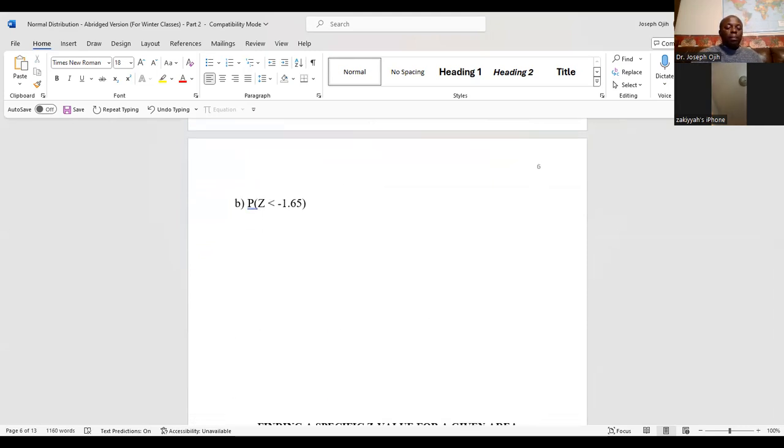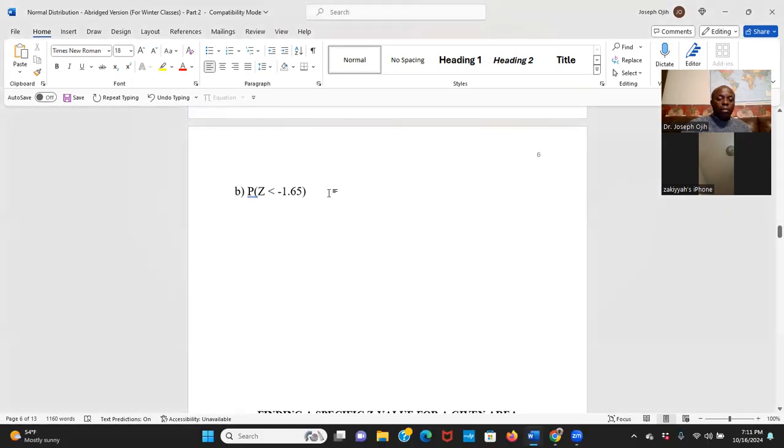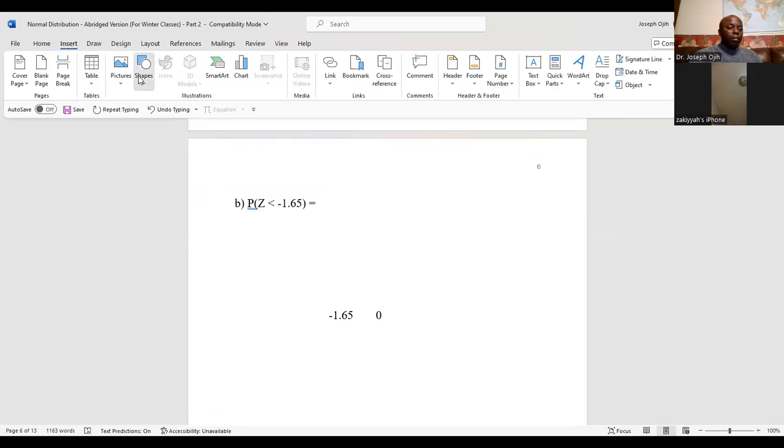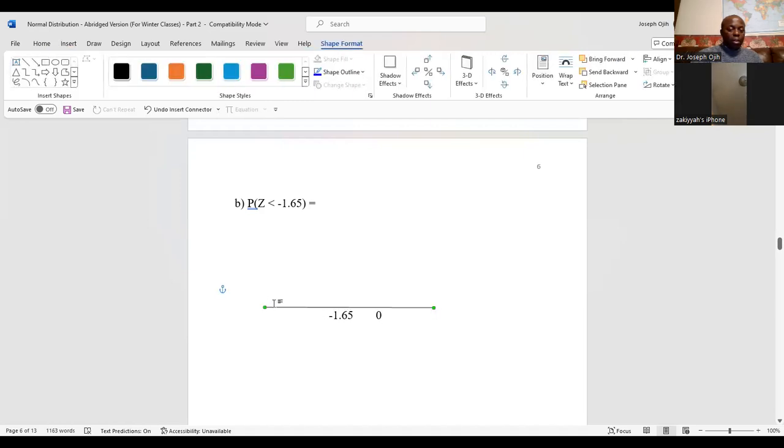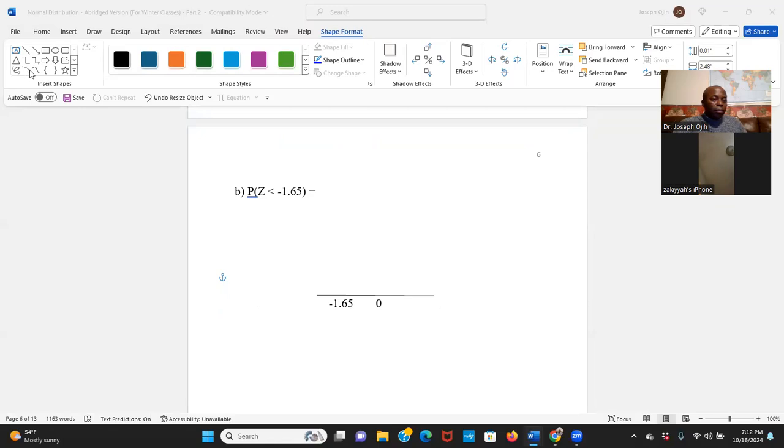In that case, as usual, the first thing to do is to draw this chart. It's going to be negative 1.65, 0, 1.65. So now we can create our chart. All right, we have it here. Okay, 1.65. So next is to put the bell curve.